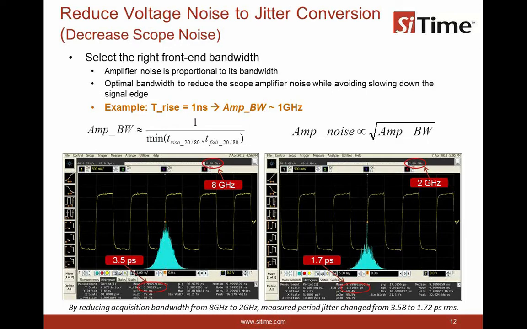Okay. Here at the bottom of the screen, I'm showing two examples. On the left side of the screen, we set the scope to 8 gigahertz, and on the right side, we set the scope to 2 gigahertz. And you can see with the wider bandwidth, we measure 3.5 picoseconds, and with narrower bandwidth, we measure the jitter in half, 1.7, just by the scope bandwidth. So very important point. Very cool.